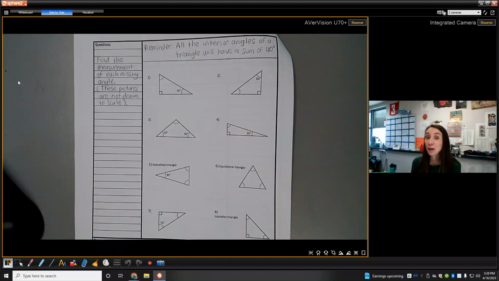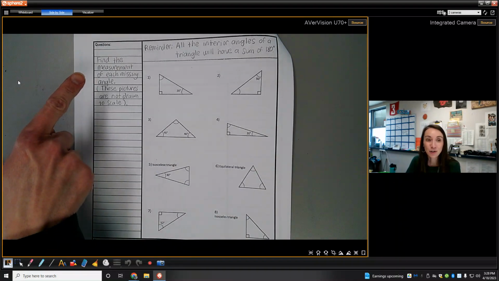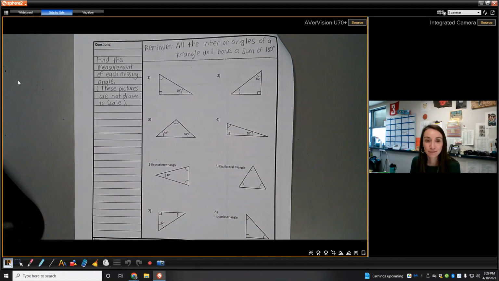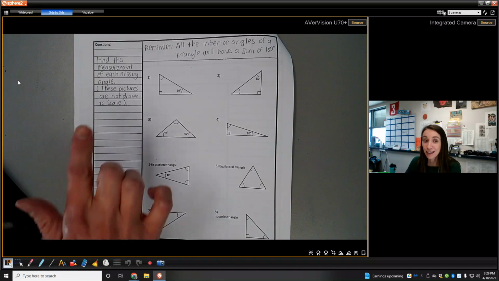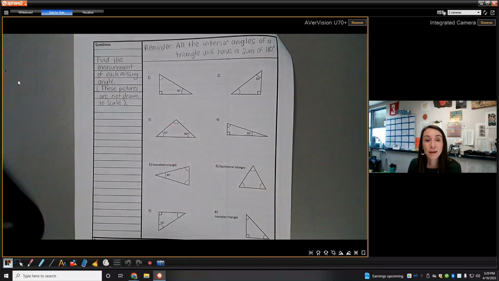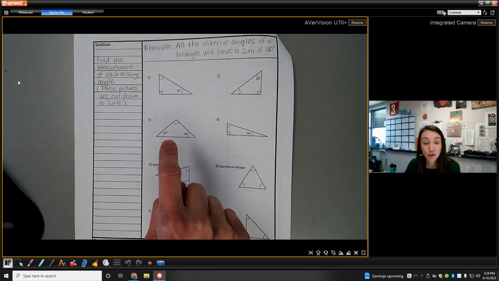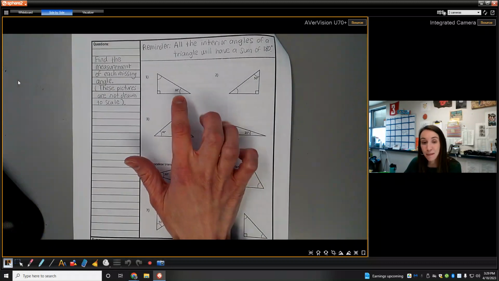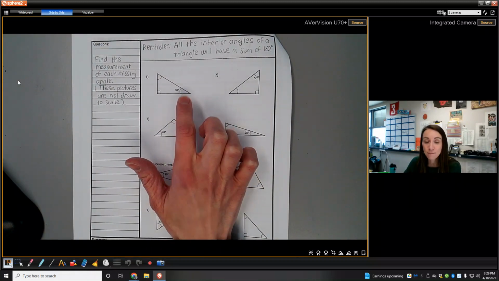Now that we've reviewed the various ways to name triangles, I want to go ahead and practice something that you should already know. So my reminder to you is that all the interior angles of a triangle will always have a sum of 180 degrees. So what I need you to do is find the measurement of each missing angle within these triangles right here. I also want to tell you that these pictures are not drawn to scale. What that means is the measurements of the degrees that you do see right there are not accurate. So if you literally took a protractor and tried to measure that, it'd probably be a little bit off, okay?